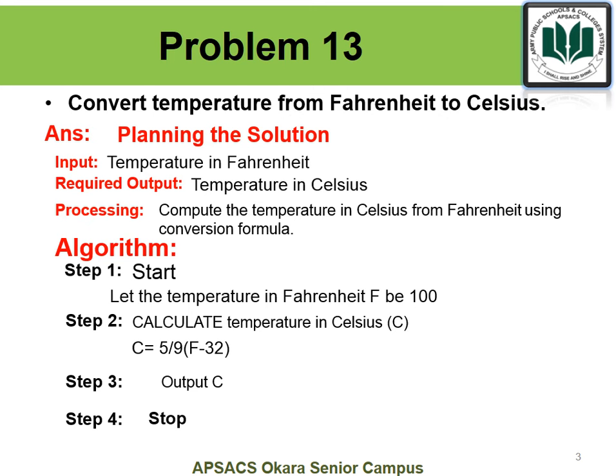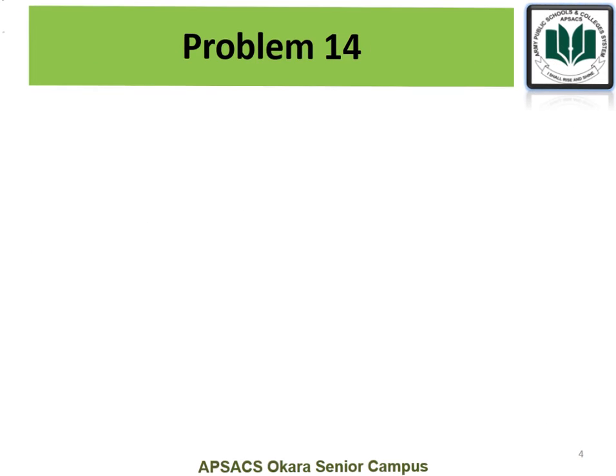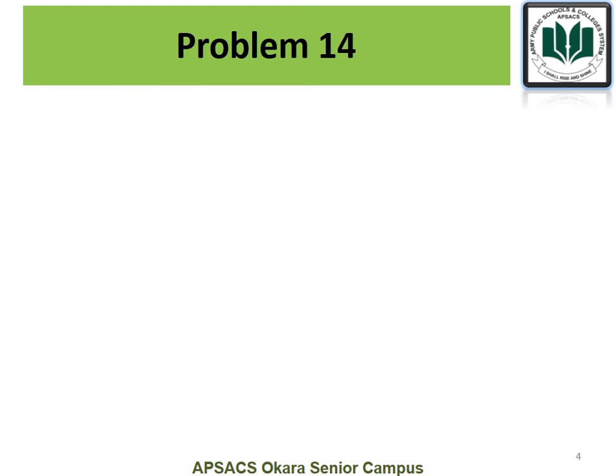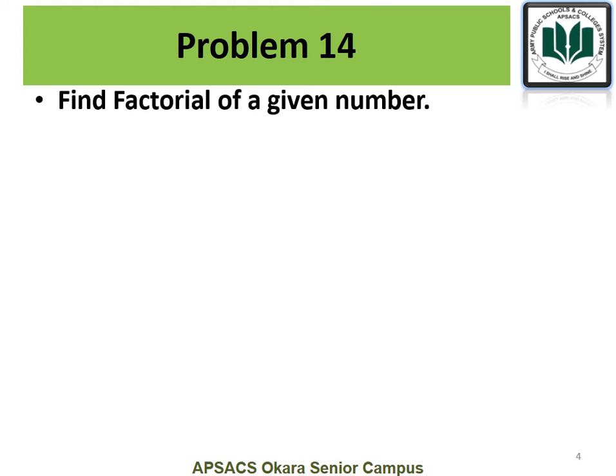So let's start with problem number 14. In problem number 14, we have to find the factorial of a given number. We will be given a number and we have to obtain the factorial of that number. I will explain what a factorial is and how you can calculate the factorial mathematically.